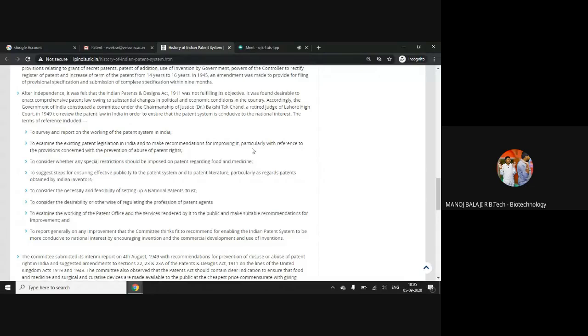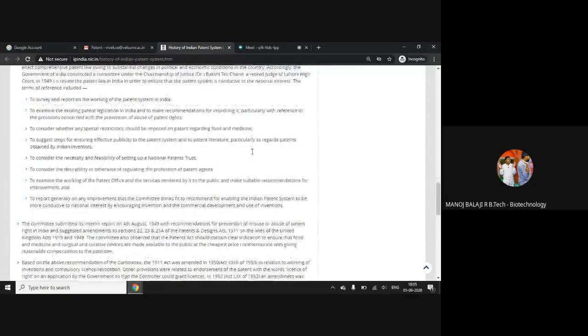Then recommending measures to ensure effective publicity for the patent system and the patent literature, especially with regard to the patents obtained by Indian inventors. And then to consider the necessity and the possibility of setting up a national patent foundation in India, considering the desirable nature and regulating the business of patent agents.